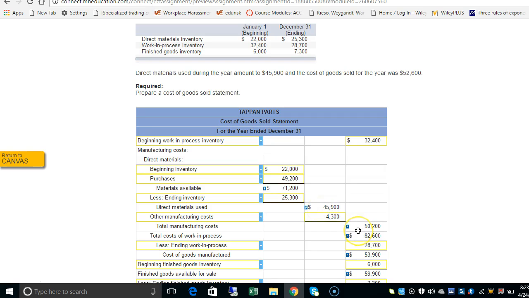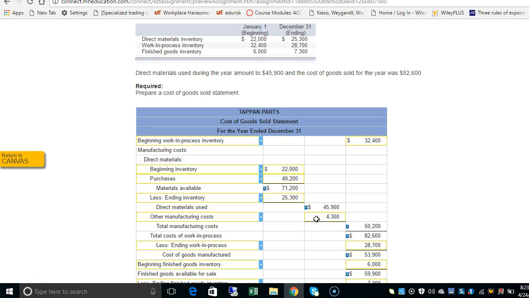So you know the direct materials used is 45,900. So if materials available less ending inventory equals direct materials used, then direct materials used plus ending inventory gives you your materials available. So take the materials used, add the ending inventory. That number gives you your materials available.